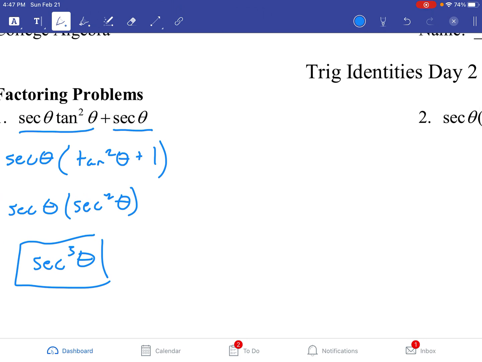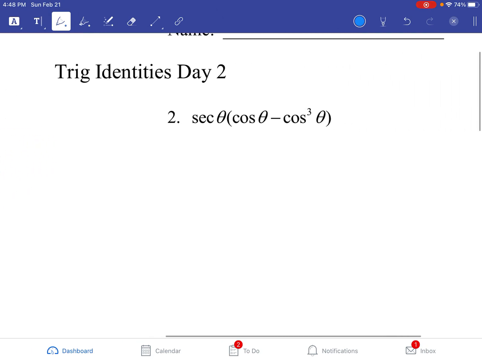But that brings up a good point. There are sometimes more than one way to do these problems, and it's not necessarily that one way is right and one way is wrong. It's just different steps that you're taking to get to the same place. That's really why it's important that you show your work, so that I can understand your thinking and see your logical progression from one step to the next.